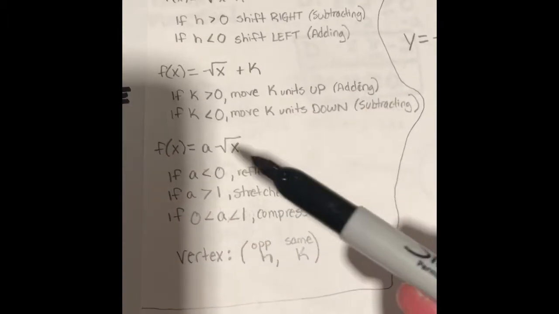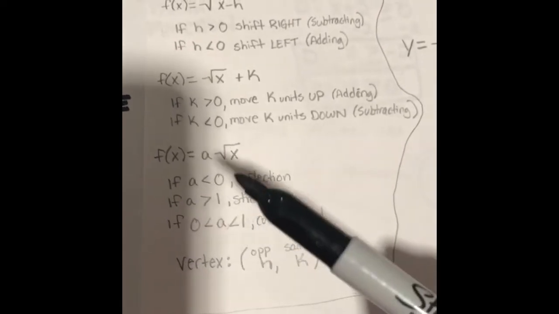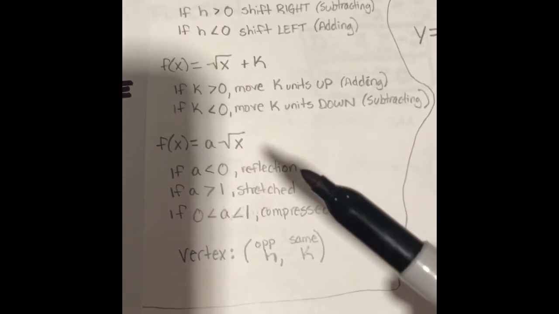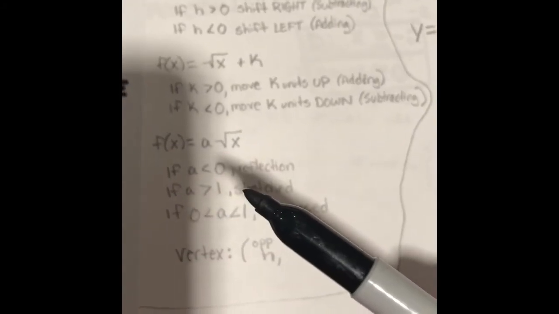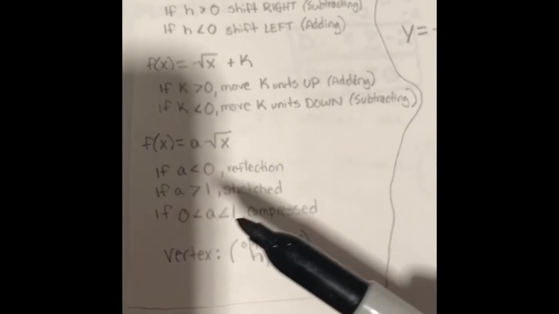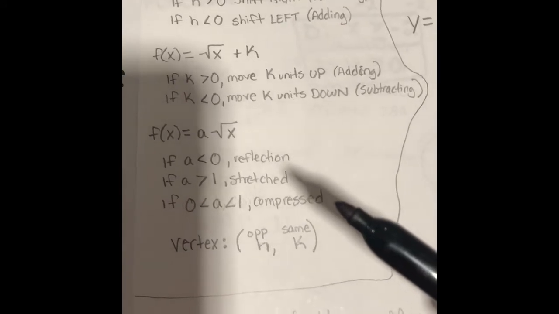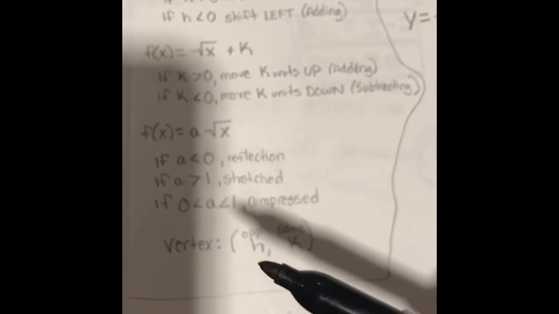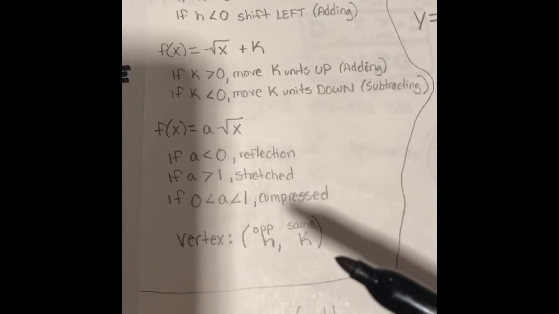Our next one here is an a value, similar to the other functions. If a is less than 0, if it's negative, it's going to be a reflection over the x-axis. If a is greater than 1, it is going to be stretched. If a is between 0 and 1, so if it's going to be a fraction, it's going to be compressed. Our last thing that we've done before is a vertex. Our vertex is always going to be opposite h, same as k.